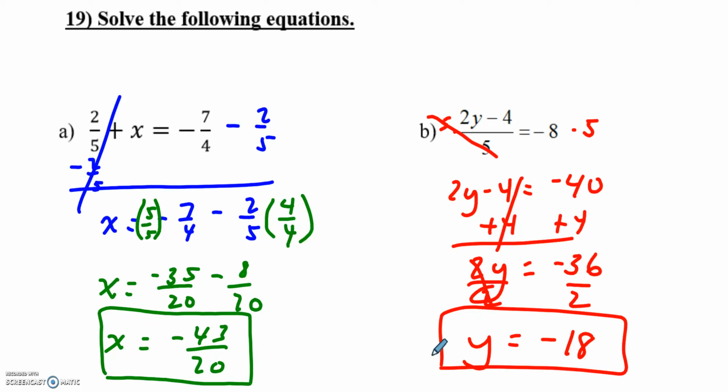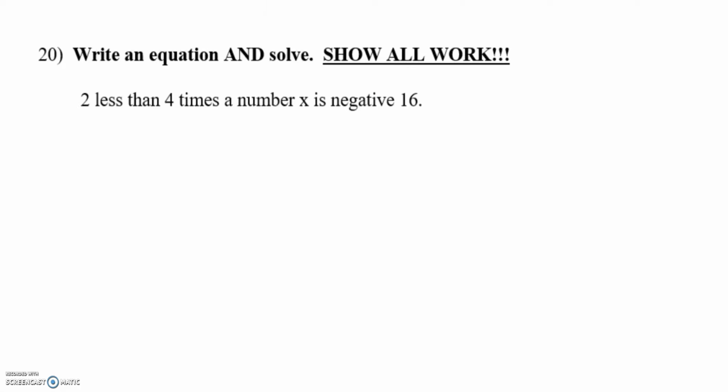Last but not least, number 20. Write an equation and solve. This one, again, was one that was missed on the Chapter 1 test or something similar to it. So we have 2 less than 4 times a number equals negative 16.